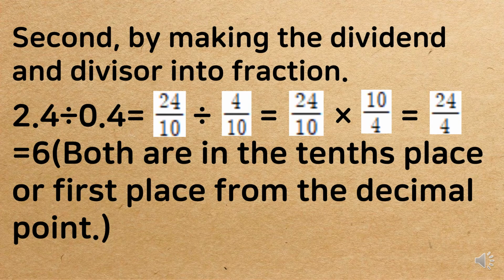Second way, by making the dividend and the divisor into fractions. Divide 2.4 by 0.4. Both are in the tenths place, the first place from the decimal point. So, 24 over 10 divided by 4 over 10 equals 24 over 10 times 10 over 4. Cancel out 10, 10. Then 24 over 4 equals 6.